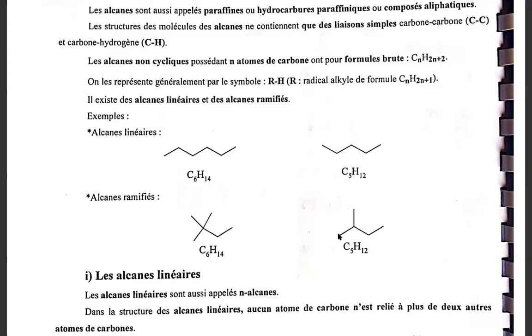So please take note. When you are naming an organic compound with la chaîne ramifiée, you start by counting the number of carbon atoms in the chain that is principal. The chain that is principal will always have the highest number of carbon atoms. Later on, when you find the chain principal, you now look for if it is having a radical.